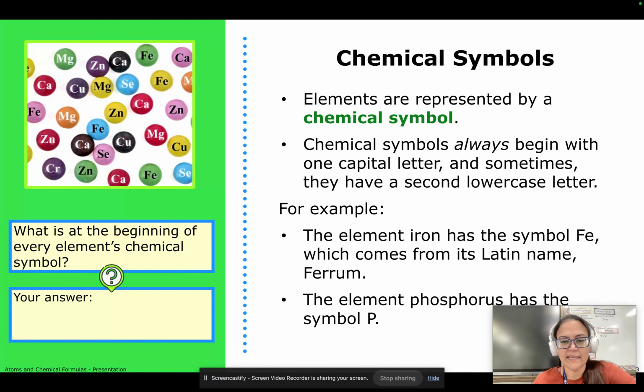Okay, so chemical symbols. Our elements are represented by a chemical symbol. They always begin with a capital letter and sometimes have a second lowercase letter. We've already talked about this. The element iron has the symbol Fe, which comes from its Latin name ferrum. And the element phosphorus just has the symbol P.